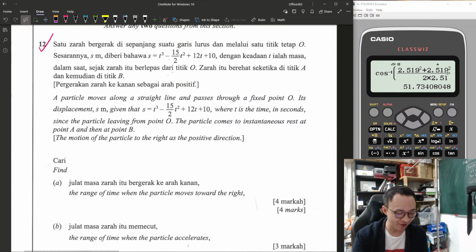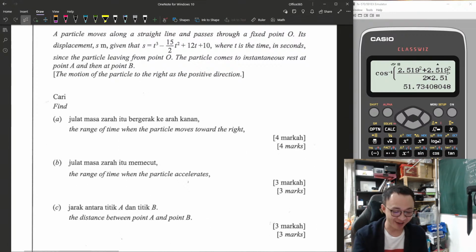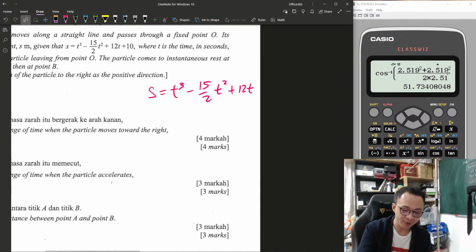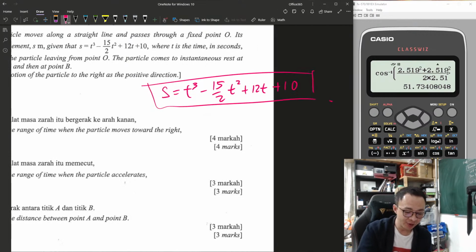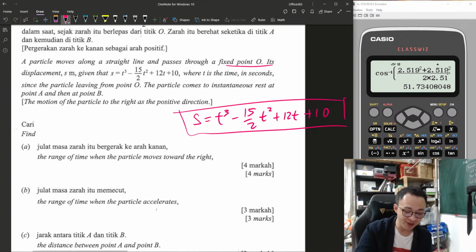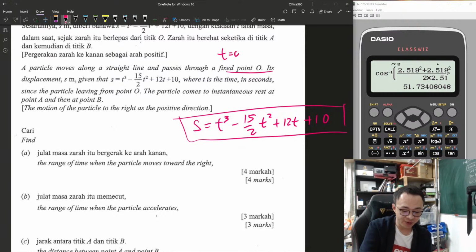Okay, so right now we have a particle moving along a straight line and passing through the fixed point O. So we have some displacement here: s = t cubed minus 15 over 2 t squared plus 12t plus 10. Alright, so this is the displacement formula. They say t is the time after passing through the fixed point O. This sentence tells us that when t equals 0, s equals 0. Maybe later we need to use it to find c, we do not know.